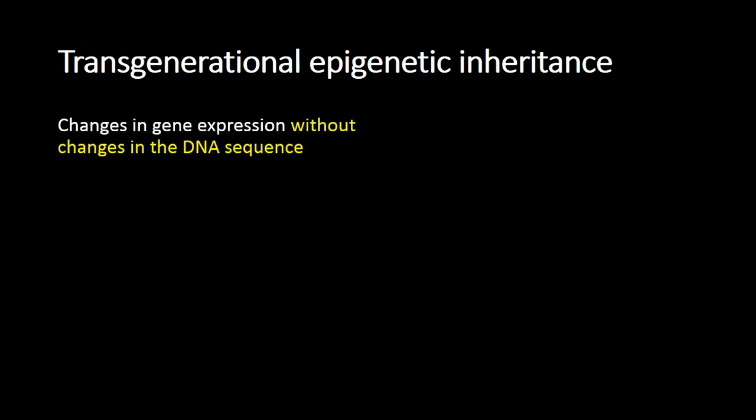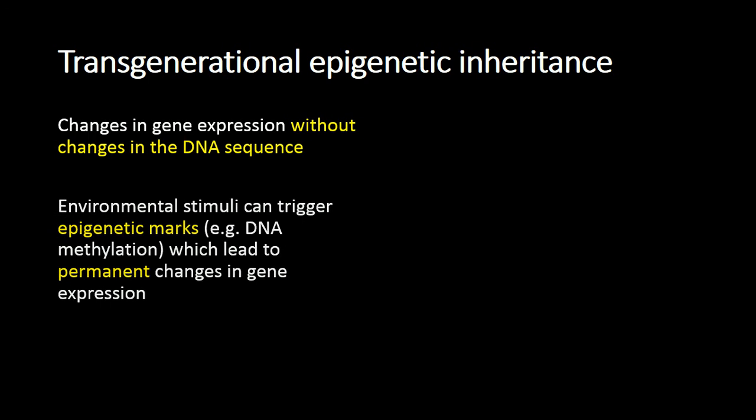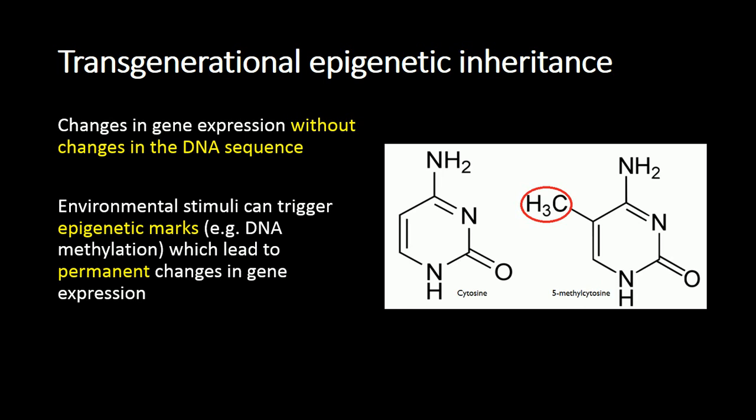And finally, we're going to talk about transgenerational epigenetic inheritance, where changes in gene expression can occur without changes in the DNA sequence. This can be a case of environmental stimuli triggering epigenetic marks such as DNA methylation, which lead to permanent changes in gene expression.